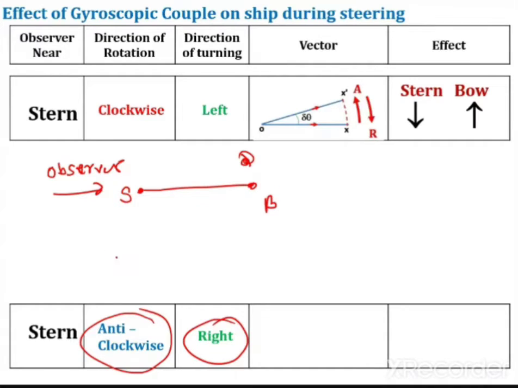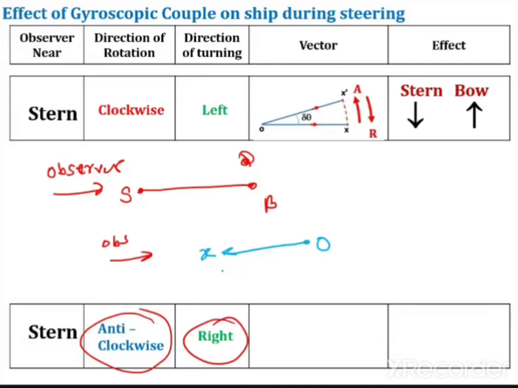So where is the observer now? I am drawing a vector diagram. This is the observer. I will take another color pen so it will be easily understood. So this is my point x. Now my point x will be towards the observer, right? Why is my point x towards the observer, anybody? Because when I am looking from the stern end, that is the observer end, I am seeing that the rotor is rotating anti-clockwise, so it will be towards the observer. Now next, right turn. The ship is taking a right turn.